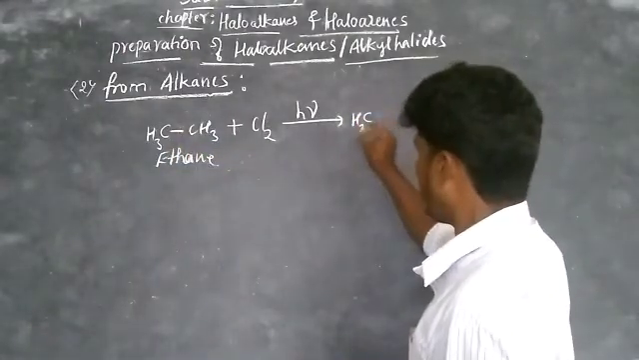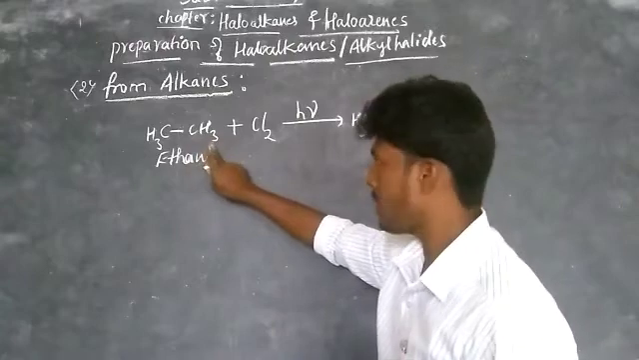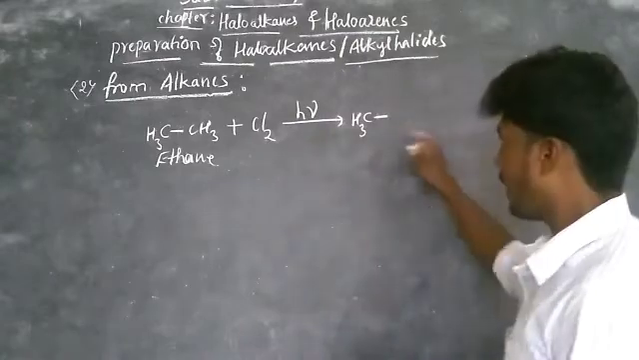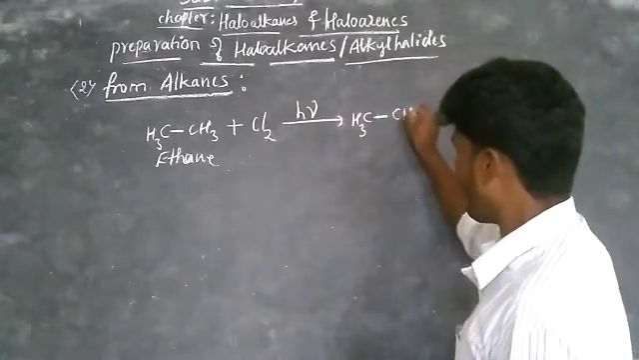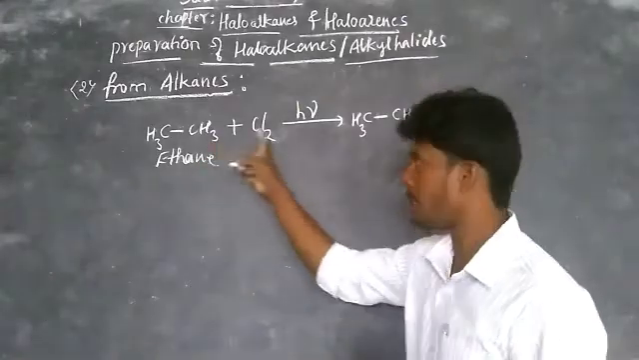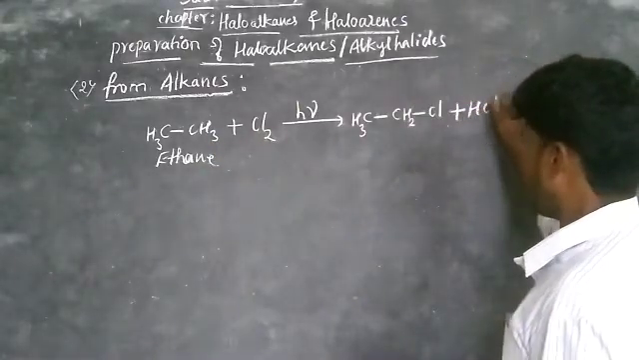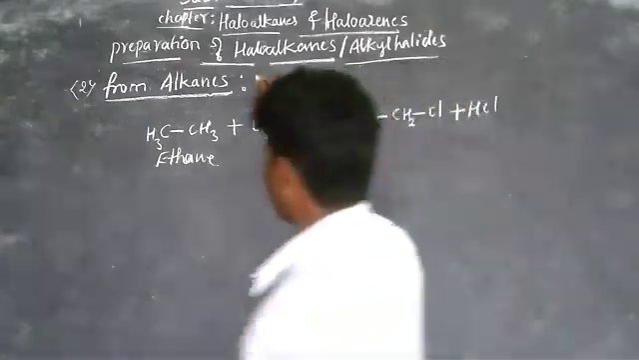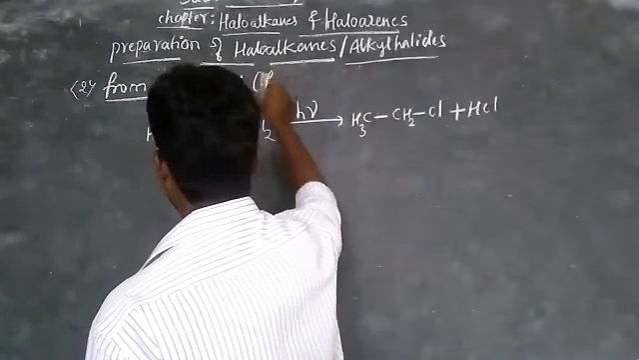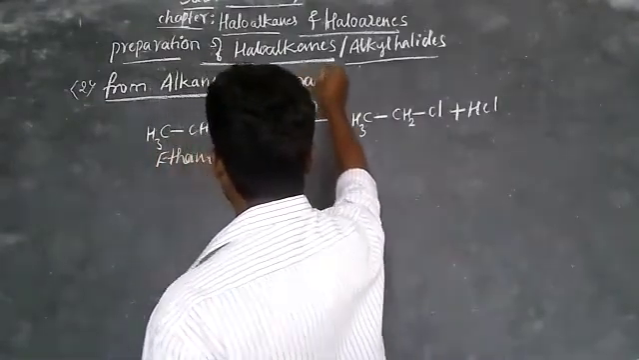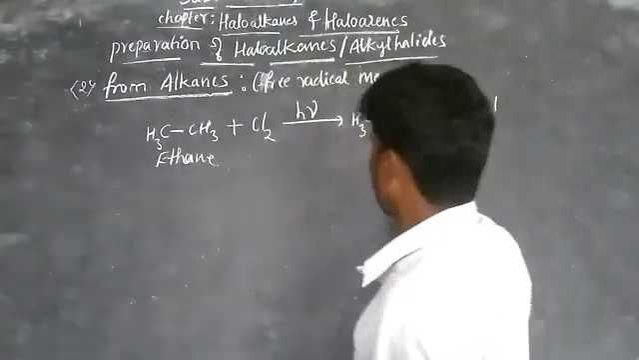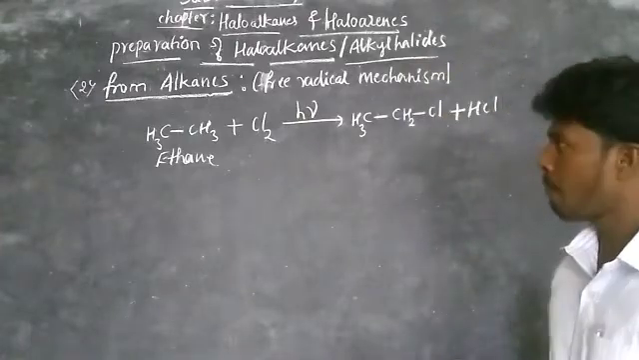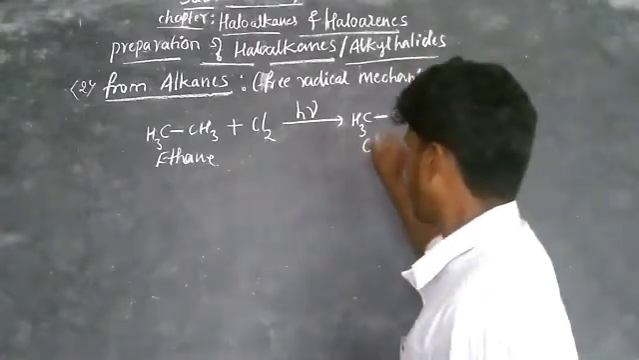CH3 CH2 bond Cl. One of the hydrogens from this CH3 group combines with one of the chlorines from this chlorine molecule to get HCl and CH3 CH2 bond Cl. One of the hydrogens is replaced by chlorine, plus HCl. So this is the mechanism. This whole mechanism we call the free radical mechanism. Hence we are writing here free radical mechanism. It means this reaction takes place by free radicals. So here you get chloroethane.